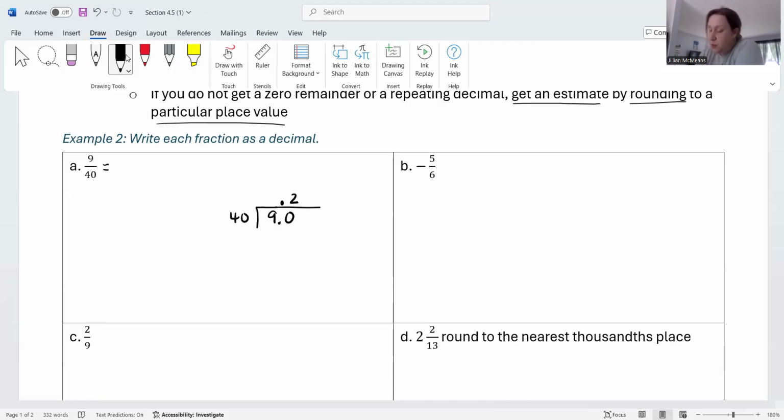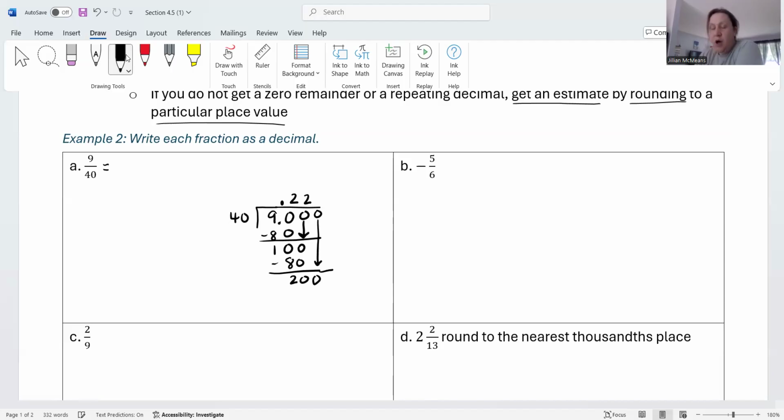Well, 2 times 40 is 80, so I want to subtract 80. That gives me 10. Go ahead and add another 0 and drop it down. Well, 40 will go into 100 2 times. 2 times 40 is 80. This time we get a 20. Go ahead and add another 0 and drop it down.